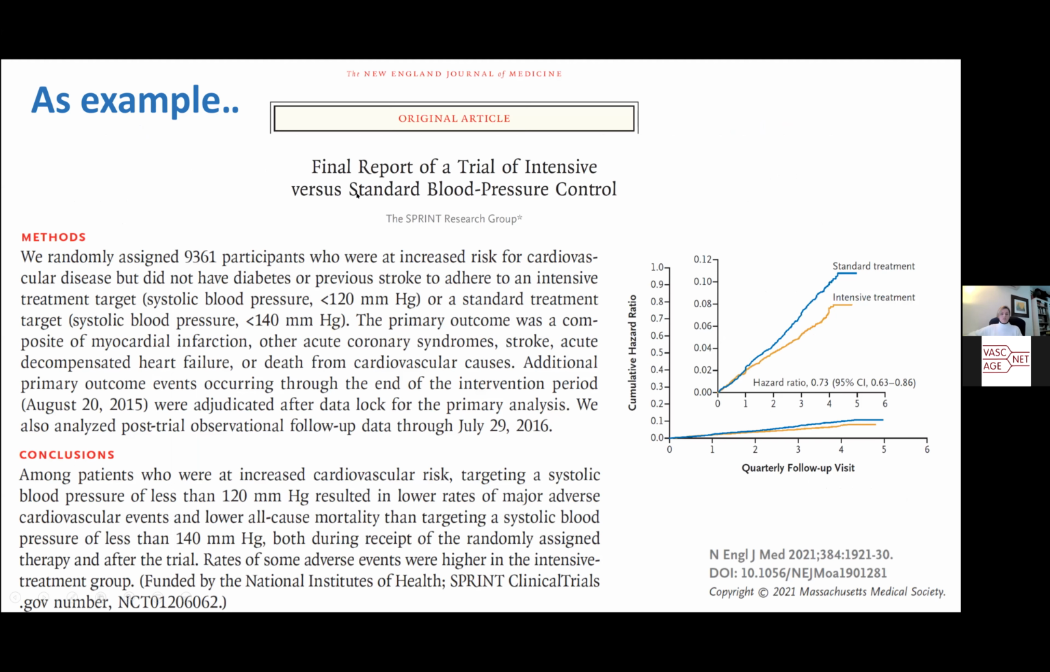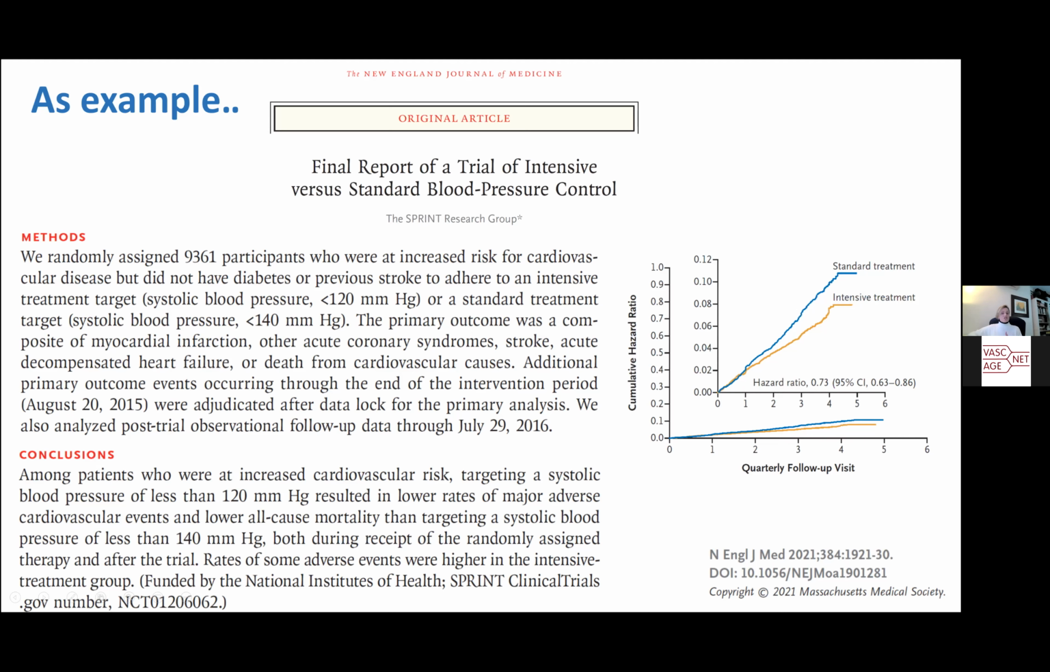The SPRINT trial was not funded by industry, but it was just a huge randomized trial in over 9,000 participants. And they focused again on blood pressure, reducing blood pressure to much lower than the traditional 140. And they showed that if you have a target of less than 120, with intensive blood pressure treatment, you have a significant reduction in major cardiovascular events, the primary outcome being, in this case, a composite of myocardial infarction, acute coronary syndrome, stroke, heart failure, or death.